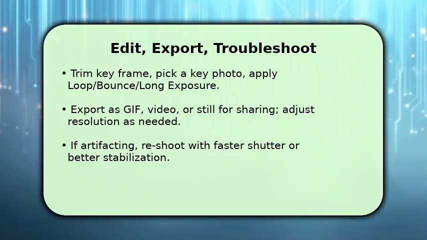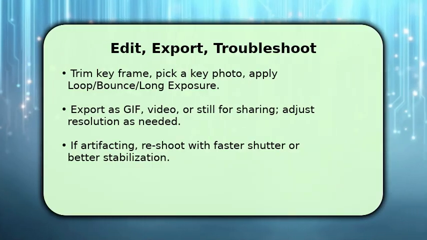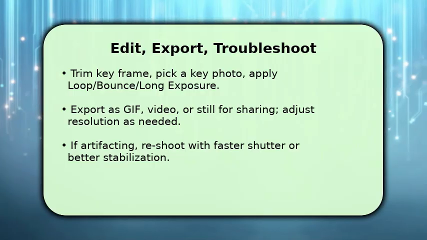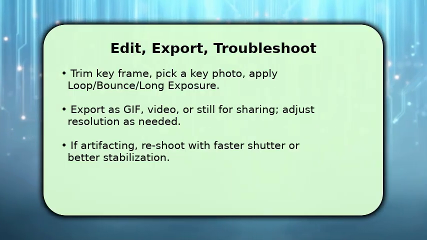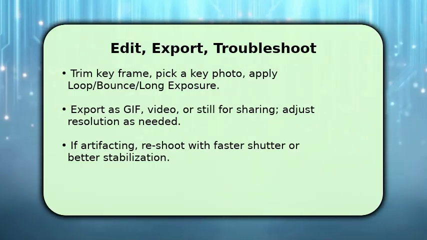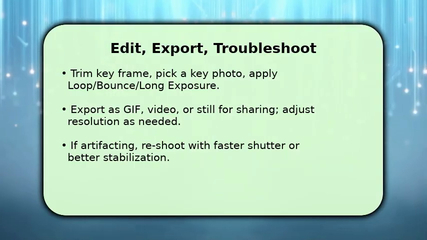If you see ghosting or artifacting, troubleshoot by increasing shutter speed, improving lighting, or stabilizing better, and then reshoot. Those changes directly reduce motion blur and frame mismatch.